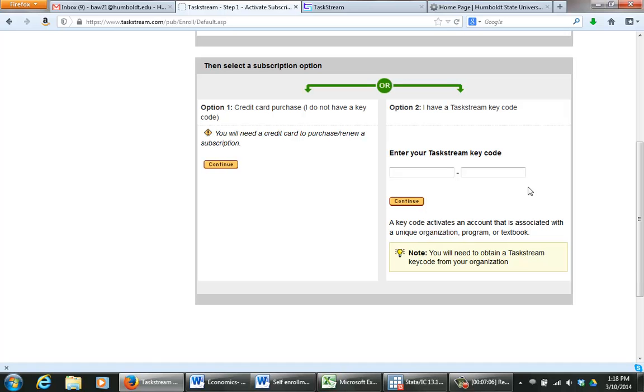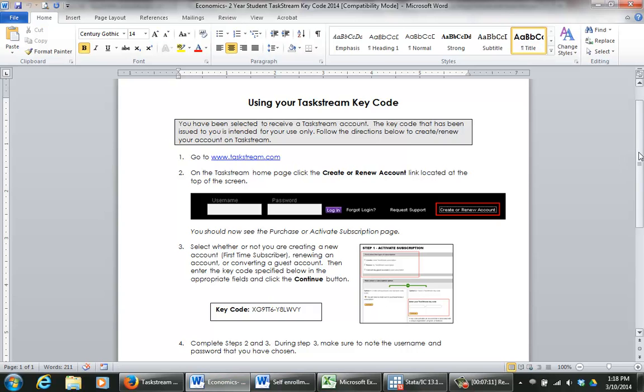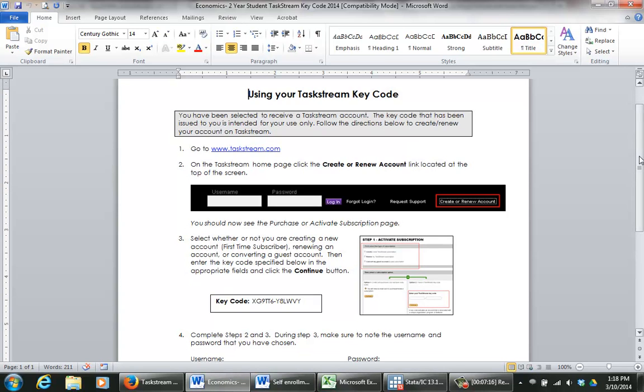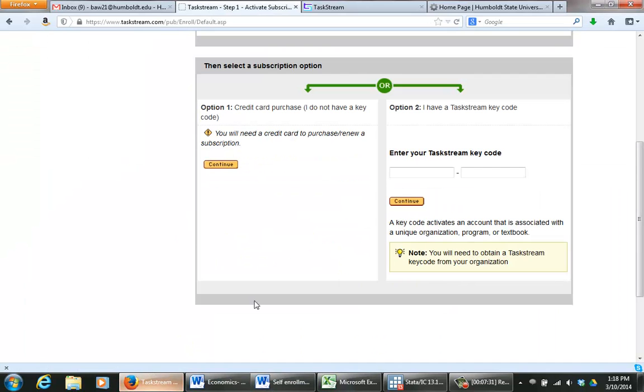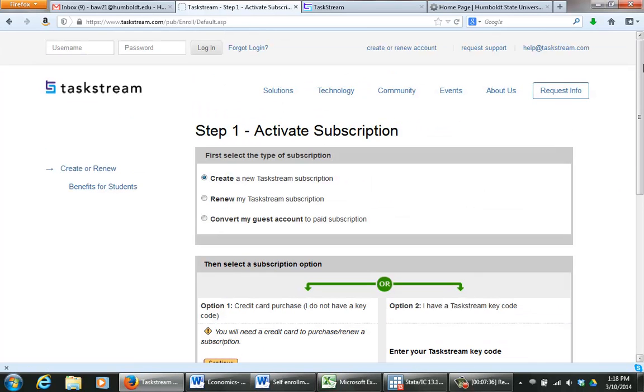Once you know that, then you contact the department chair and let them know that you need, say, a 2-year or a 3-year account or whatever it might be, and they will send you a set of instructions on how to sign up for TaskStream, and that will include the code right here. This particular code is for a 2-year account. All right, it's for a 2-year student account. So back into TaskStream, once you get your code, you plug this in here and click Continue, and that will allow you to set up a username and a password. And once you have that, you're able to log on to TaskStream.